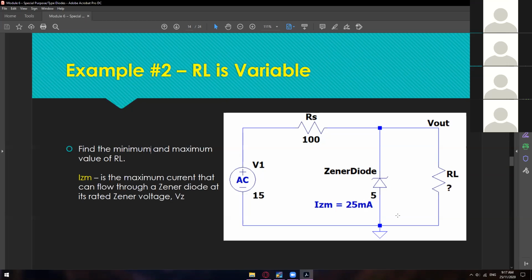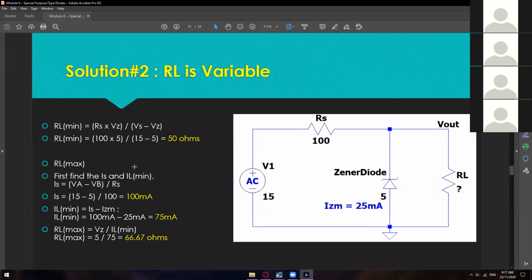So as you can see right here, we have an additional current, the IZM. IZM is the maximum current that can flow through a Zener diode at its rated Zener voltage. That is why we have to check whether the maximum RL will still be able to work under the IZM, because if it's not, then we have to lessen the RL. But don't worry, we have formulas for those missing variable RL. So without further delay, let us now start on how to get the RL.